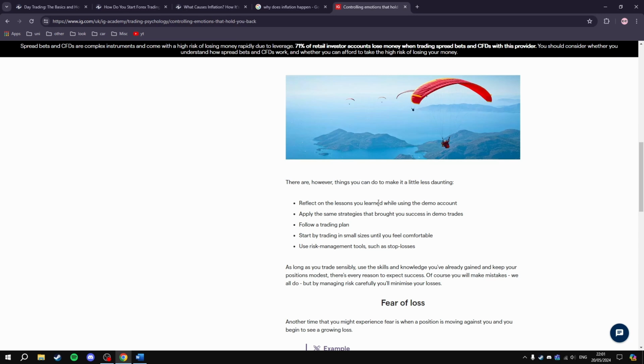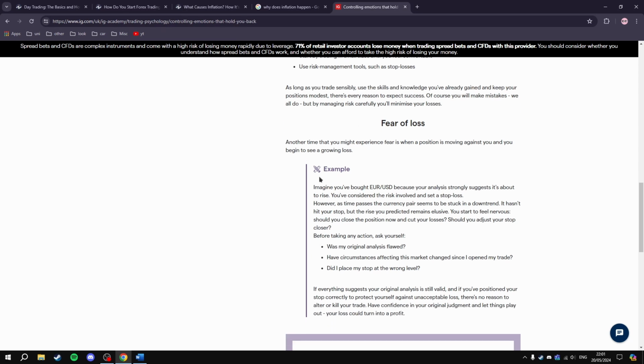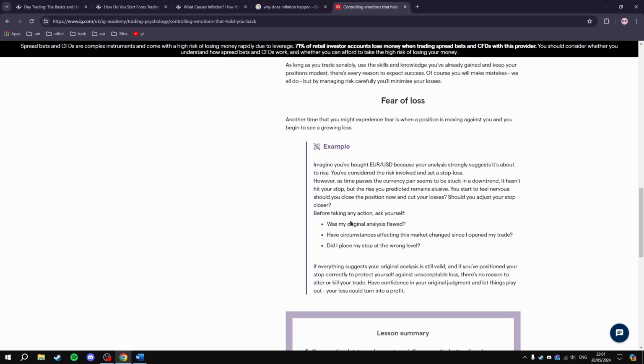Of course, everyone's going to make mistakes, we all do, but by managing risk carefully you'll minimize your losses from the mistake. And then there's also a fear of loss. It's when a position is moving against you and you begin to see a growing loss. If you see that happening, you start to feel nervous. Should you close your position now and cut your losses, or should you adjust your stop losses?